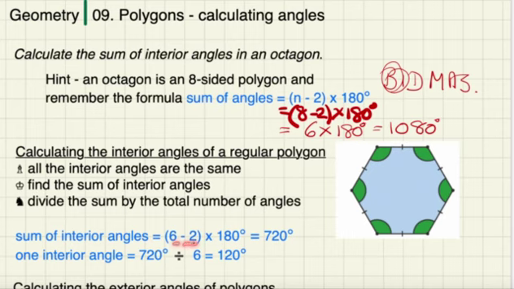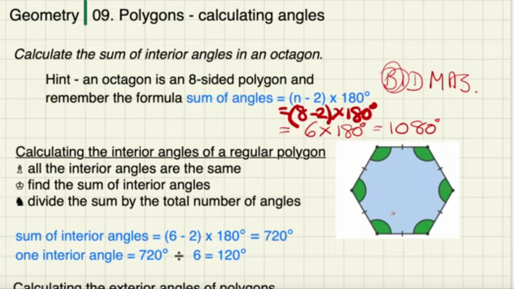Minus 2 gives you how many triangles you can put inside, times 180 degrees, which are the degrees within a triangle. And if you do the calculation, 6 minus 2 is 4, 4 times 180 equals 720 degrees. So if you were to add up this one, that one, that one, that one, etc., all of these angles, it comes to a grand total of 720.